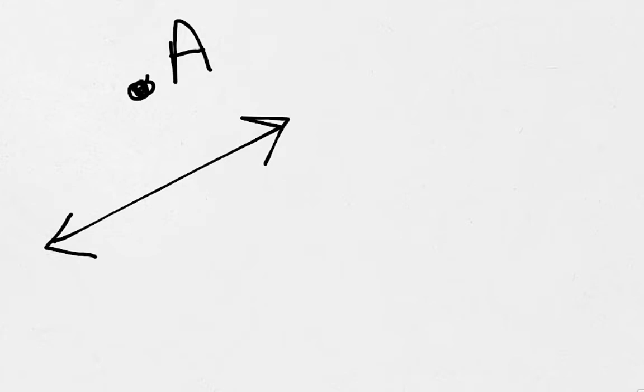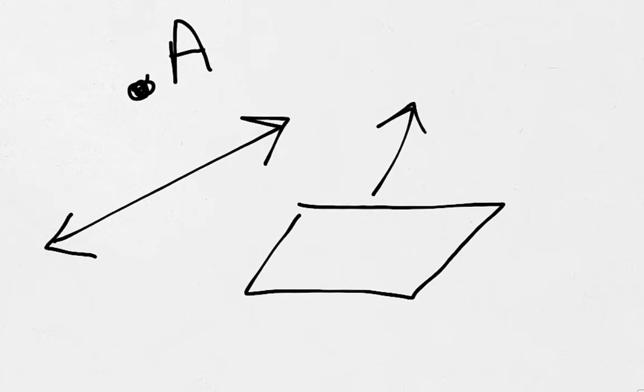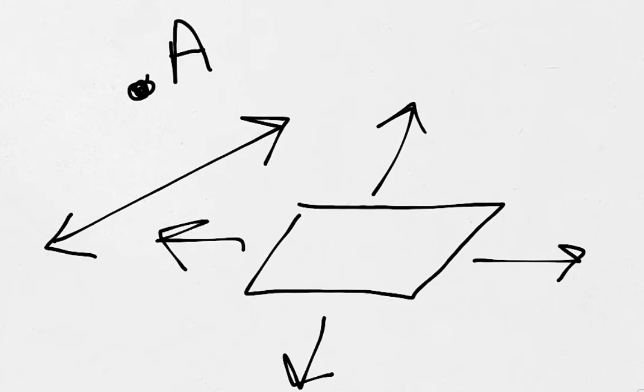A plane extends in 2 dimensions and is represented by a shape similar to a slanted tabletop extending forever in all 4 directions. To label a plane, we can use 3 letters such as plane ABC or 1 capital italicized letter such as plane M.